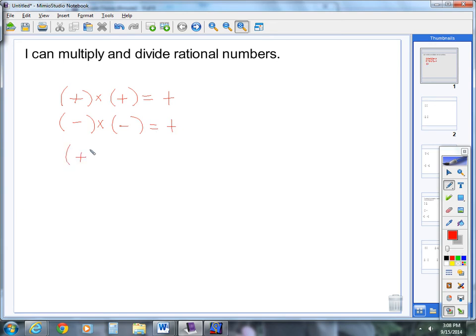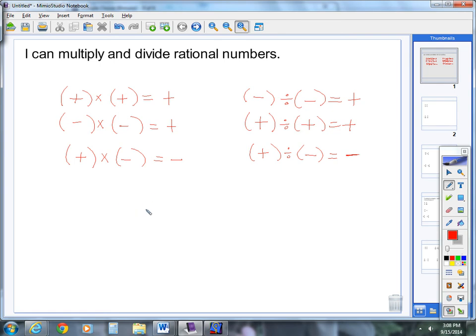Well, if you have a positive times a negative, what happens? It is going to be a negative. Well, the same rules apply for division. A negative divided by a negative is a positive. A positive divided by a positive is still a positive. But when you have only one lonely negative number, it doesn't have another negative one to make it happy or positive, so guess what? It's still unhappy. Okay, so that's a quick review of our integer rules for multiplying and dividing.